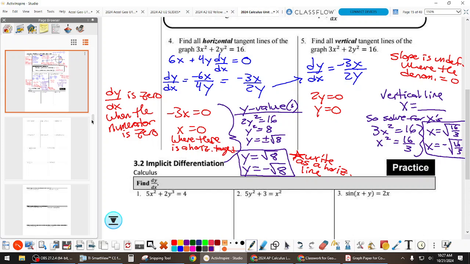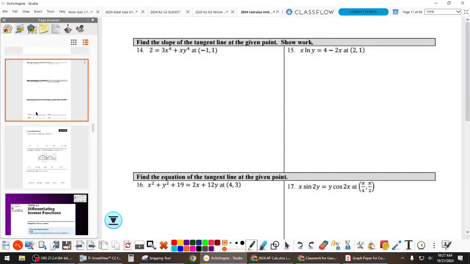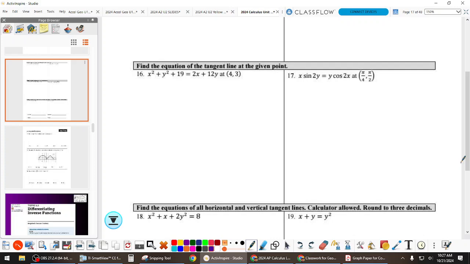So I don't want you to do this now because I want to do the next section, but in your packet, I definitely want you to do these. Would you rather practice natural logs or just regular? Let's do a natural log one. So 15. And let's do a trig one.